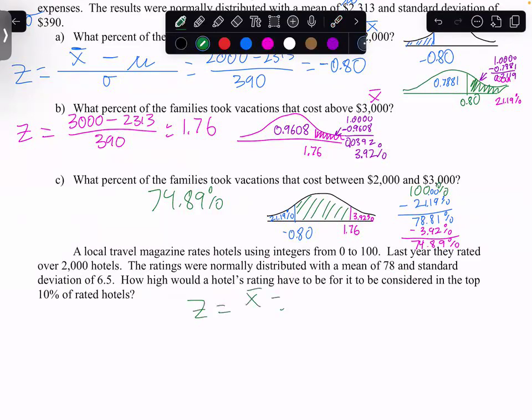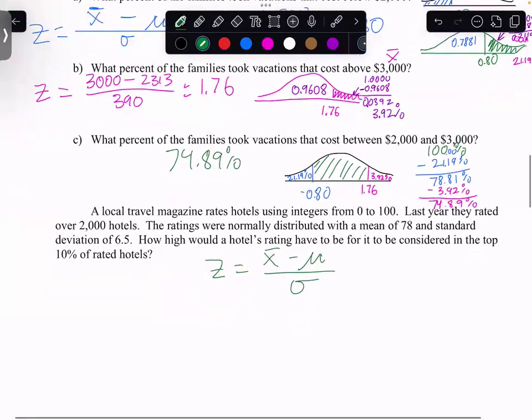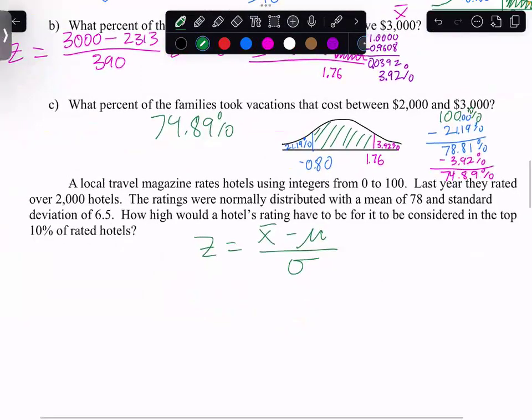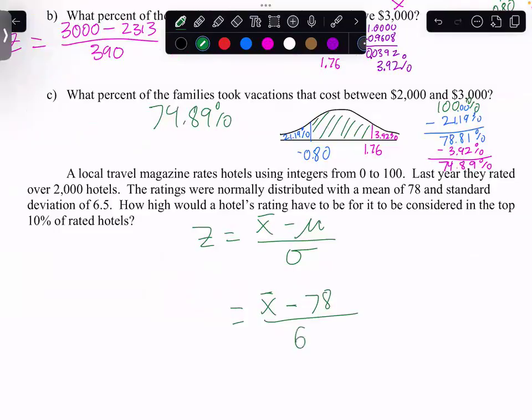So here's our z-score formula as usual. Okay, so we don't know the hotel's rating, we don't know X bar, so that's still unknown. But we do know the mean is 78. Oh, sorry. And we do know the standard deviation is 6.5. Okay, but what is the z-score? Well, we want it to be in the top 10%.